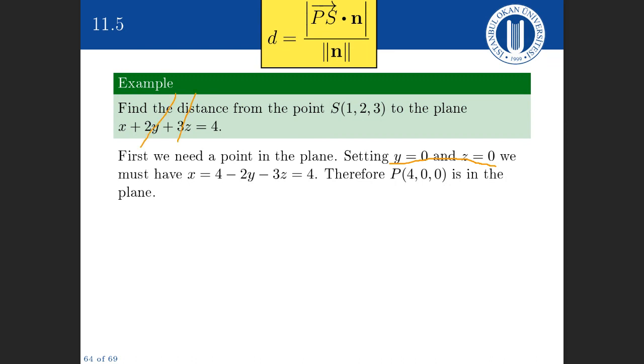Here, I'm going to choose y and z to be 0. It doesn't matter which two, just choose two of them and make them 0. And then we're left with x is equal to 4. So the point 4, 0, 0 must be on the plane. Anytime you need to find a point on the plane, choose two of the coordinates to be 0 and then calculate the third.